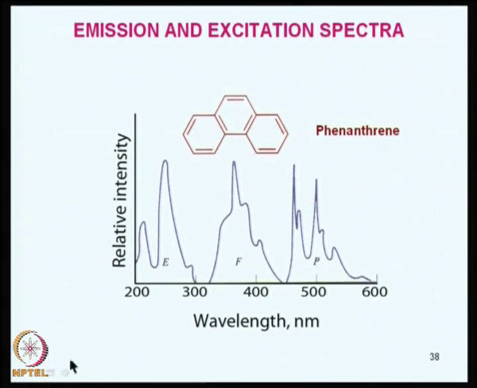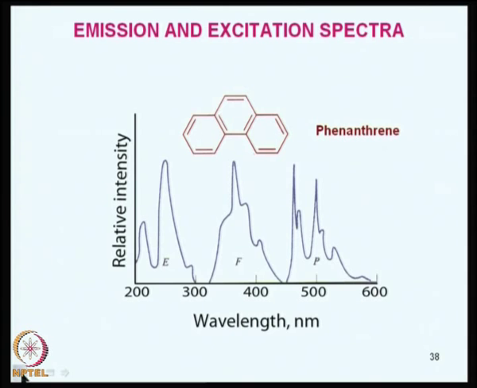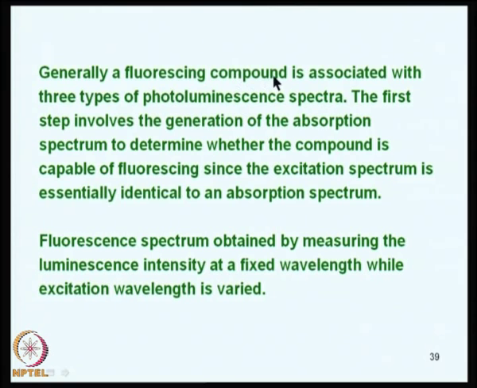So, how does an excitation and emission spectra look? Here I have shown a figure. The explanations are here. Generally, a fluorescent compound is associated with three types of photoluminescence spectra. The first step involves the generation of the absorption spectrum to determine whether the compound is capable of absorbing, and only if a substance is absorbing, then it can be fluorescing. If it does not absorb, there is no question of fluorescence.